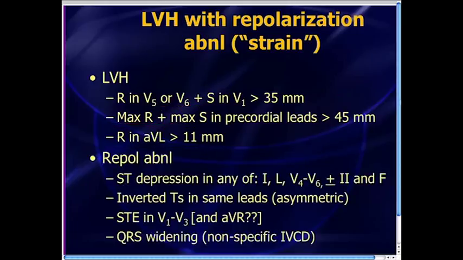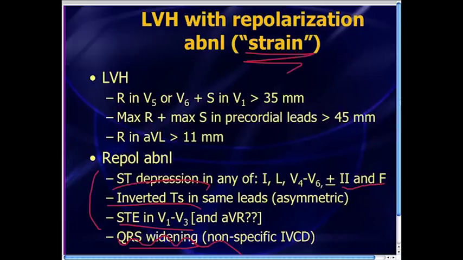That is LVH. Now, LVH can produce some repolarization abnormalities, or what I like to refer to as a strain pattern. Many other people use that term as well. LVH can produce ST segment depression in the lateral leads, but also in II and aVF. It can produce inverted T waves in those same leads. It can produce ST elevation in the right precordial leads and aVR, and also can produce QRS widening. Now, with the exception of the QRS widening, this is a tough call because all of these make you think of cardiac ischemia.